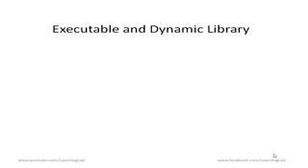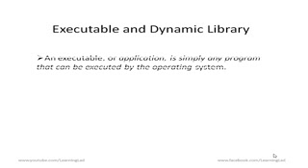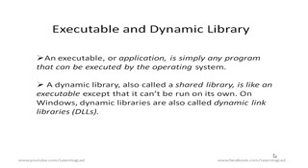So now we're going to see what an executable and a dynamic library are. An executable or application is simply any program that can be executed by the operating system. For example, we have Notepad and WordPad and any other applications which we execute in our computer. The operating system can easily execute them. A dynamic library, also called a shared library, is like an executable except that it can't be run on its own. An application file can make use of these dynamic library files. On the Windows operating system, these dynamic library files are also called DLL files or dynamic link libraries.